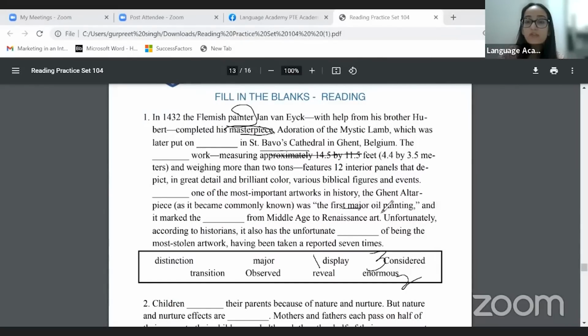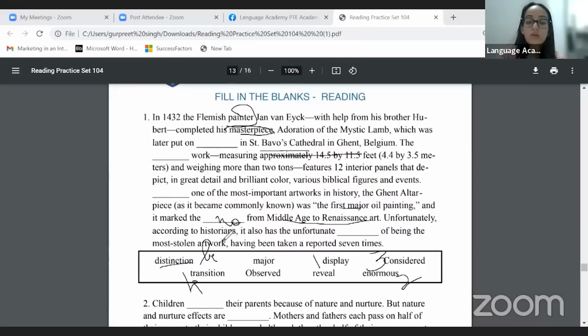So, it was the first major oil painting and it marked the dash from Middle Age to Renaissance art. After the comes a noun. We have 2 nouns in the options. It marks the distinction, but distinction is between. If we are having 2 things, then it should be between 2 things. But here we have from and to. Distinction doesn't go with from and to. So we have to go with transition, and transition always shows a change from one to another. So transition can come with from and to.